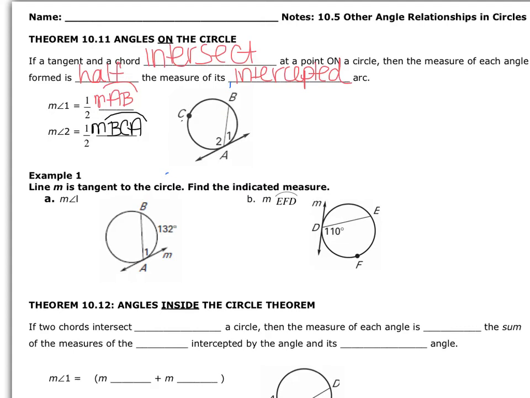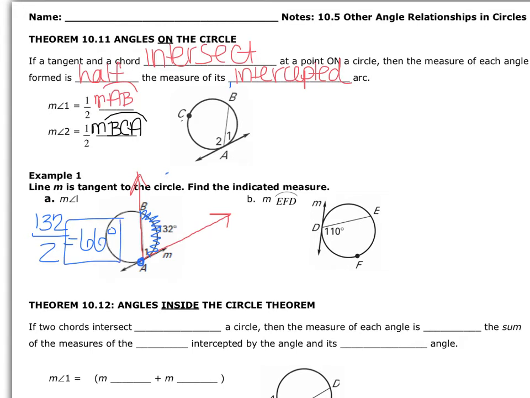So let's see if we can use that. Example 1, it's telling you that line M is tangent to the circle. Find the indicated measure. So they would like us to find the measure of angle 1. So here's 1. If I outline it there, its intercepted arc, here's the intercepted arc, is 132. And I know if the vertex is on the circle that the angle is half of the arc. So 132 divided by 2 gives you 66 degrees.